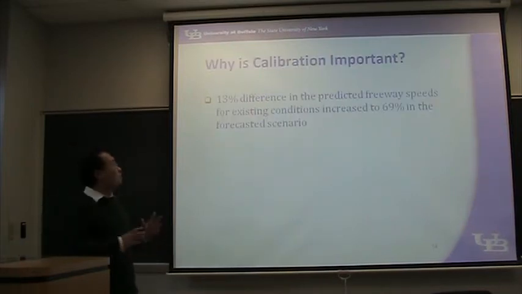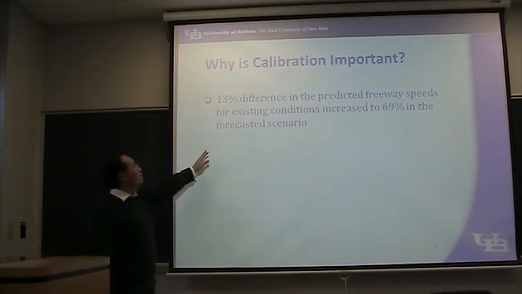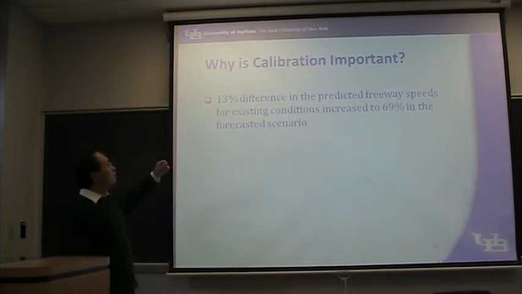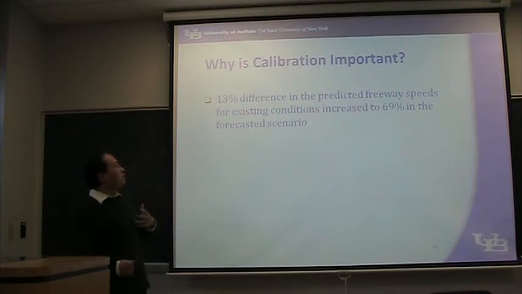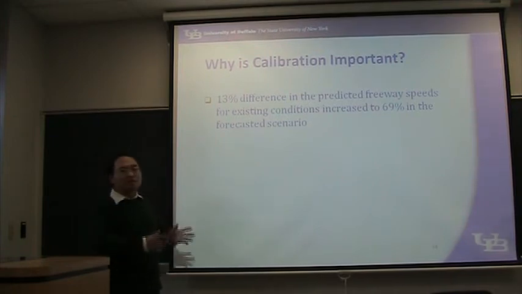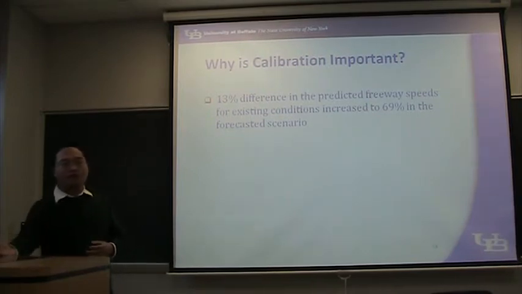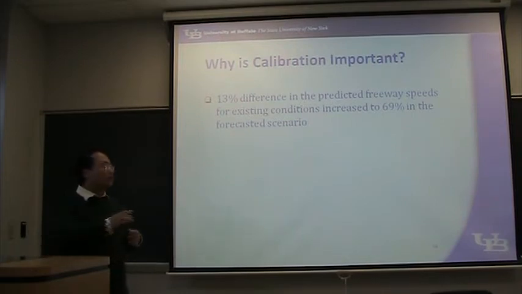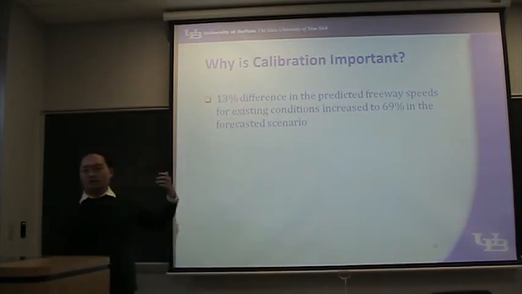Here is the importance of calibration. In the literature, in 2003, I think, they mentioned that a 13% difference in the predicted freeway speed for the existing condition will increase to 69% in the forecasting scenario. So if you don't calibrate this 13% difference, in the future it will increase to 69%.